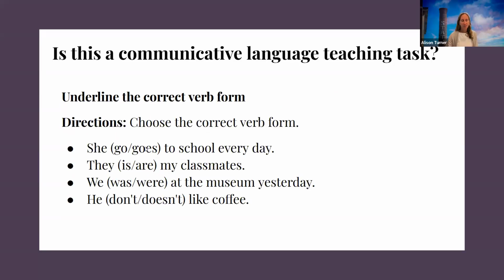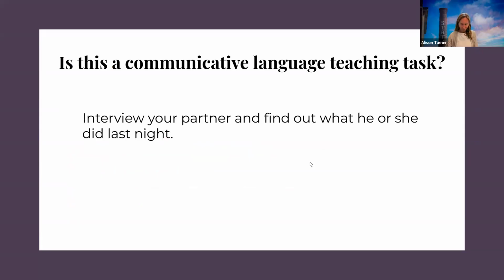Okay, how about this one? Underline the correct verb form. Choose the correct verb form. She go or goes to the school every day. She goes, right? They is or they are, my classmates, they are. So again, what do you think? Is there communication going on here? Hopefully you said no. That's right. Okay, what about this one? Interview your partner and find out what he or she did last night. What do you think? Is there some communication going on here? If you're starting to think that, yes, this sounds better, you're on the right track.